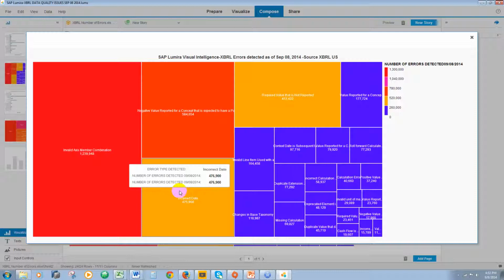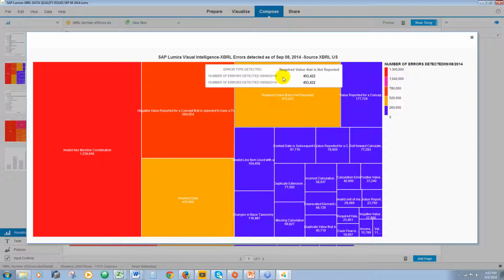And then we have incorrect date, that is 476,900, which is affecting the comparability of the information and also the accuracy as well. And then we have required value that is not reported, that is 452, which is affecting the completeness of the data submissions through XBRL.